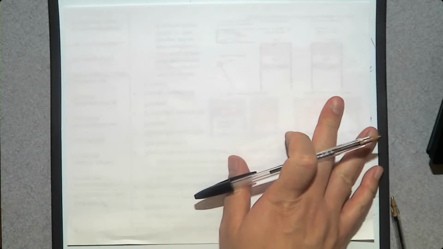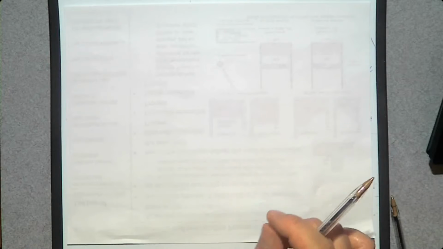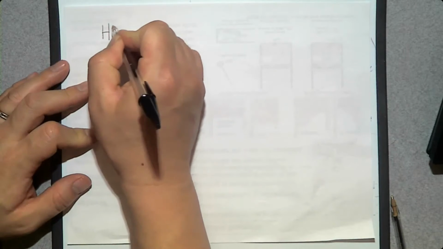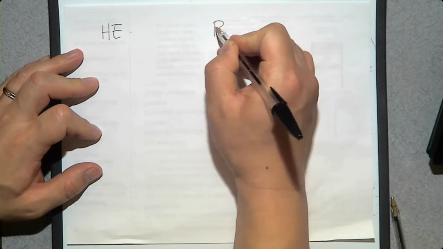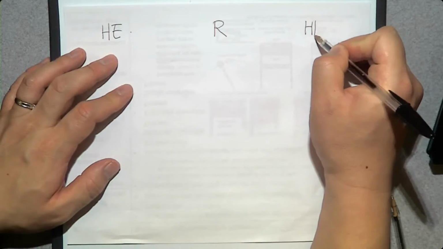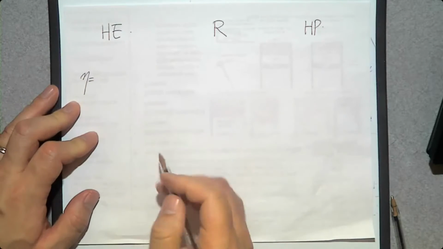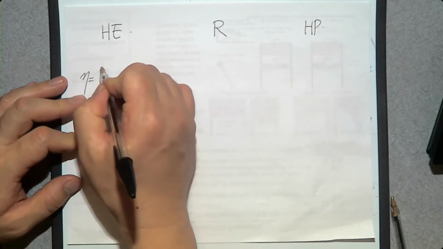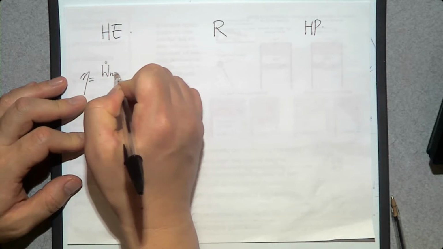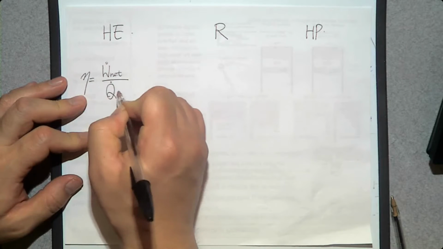So we studied the 3 cycles. The first one is heat engine. The second one is refrigerator. The third one is heat pump. How do we evaluate their performances? We use the efficiency. How do we determine this efficiency? Desired output over required input.